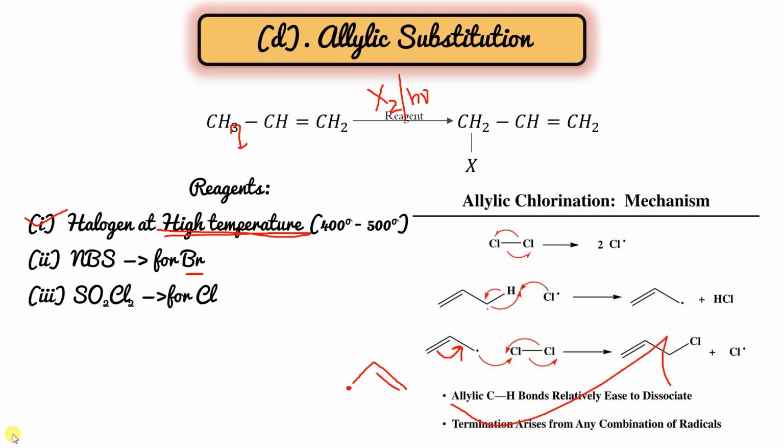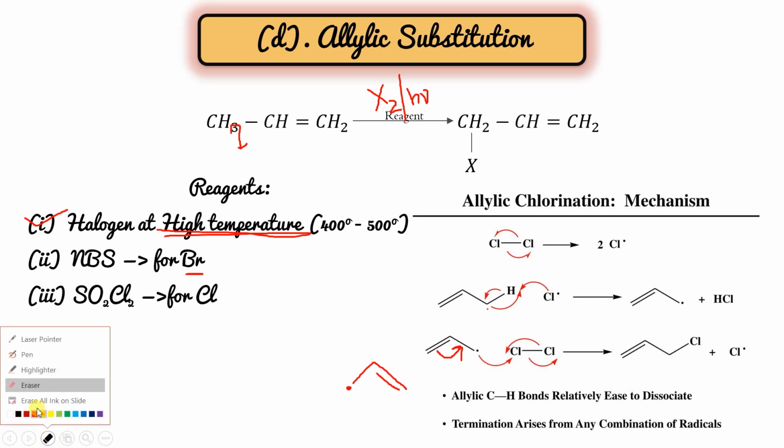So either you use this, that means you are supposed to understand this thing, that if we are using high temperature or h nu, it will give you allylic substitution only. That means allylic hydrogen will undergo substitution. Now this allylic CH bond is relatively easy to dissociate, it dissociates easily. Why? Because it is going to give you an allylic free radical.